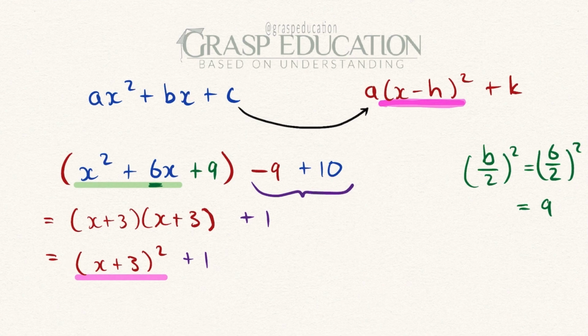Now let's try more difficult examples, especially examples where the a value is not 1.